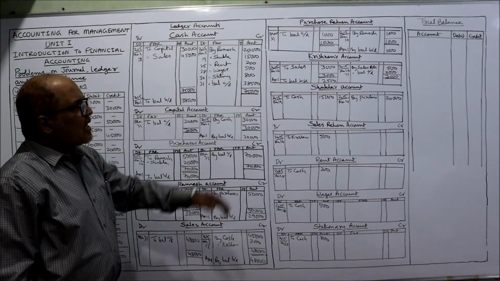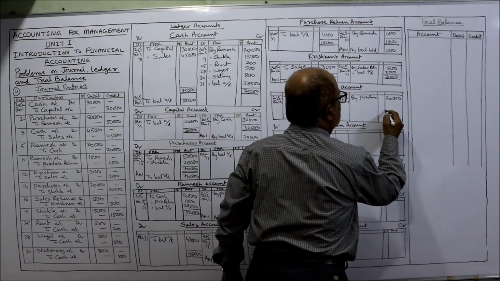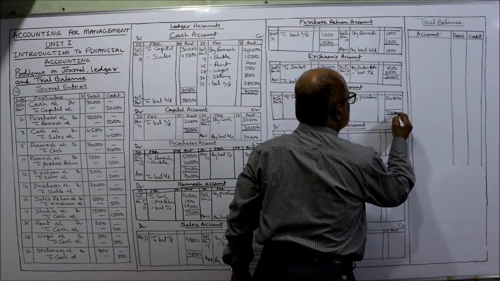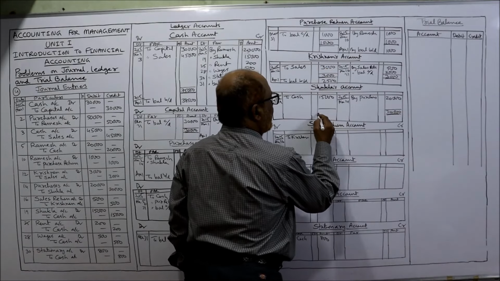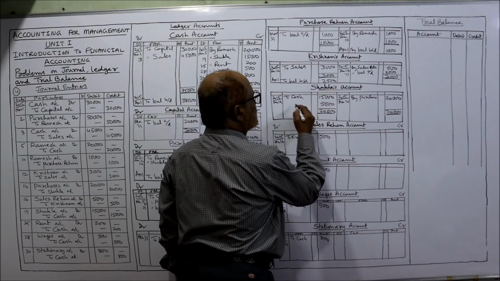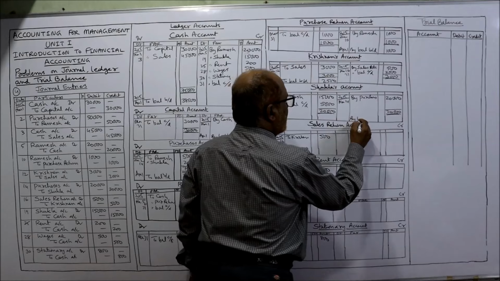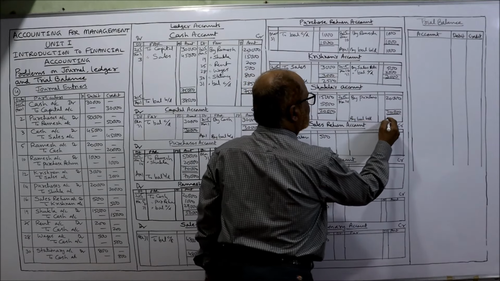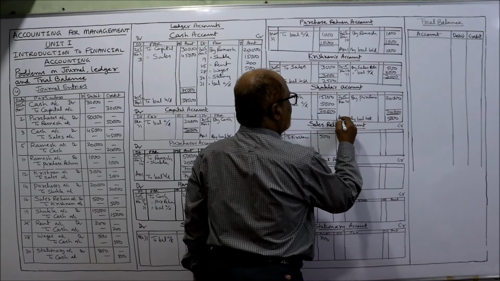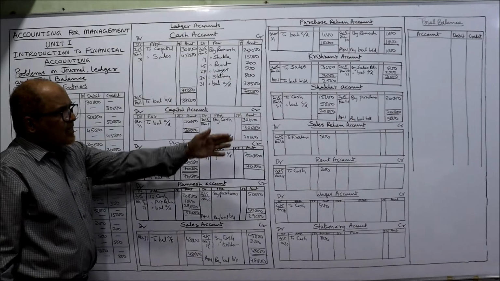Now Shukla's account. Debit side 15,000, credit side 20,000. So the credit side is more, 20,000. So 20,000 minus 15,000 you will get 5,000. To balance carried down. By balance brought down it is 5,000. April 1st. March 31st.